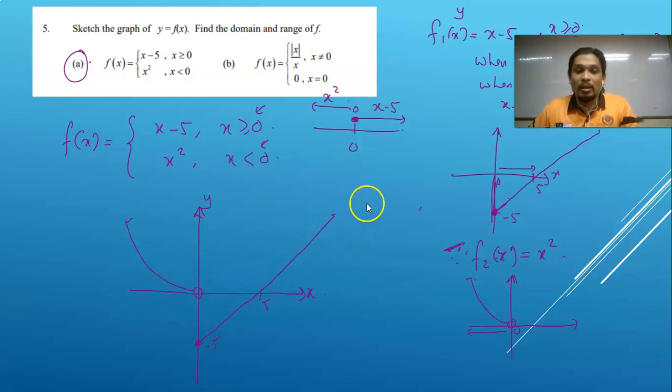Okay, now, what is the domain of this function? And the range? I think that the domain is all values of x, right? Look at this. Is there any value of x that makes the function undefined? Or any value of x that we will not use at all? No, we use all values of x, right? So then, the domain of this function is all real numbers. Or you may also write this as negative to positive infinity.